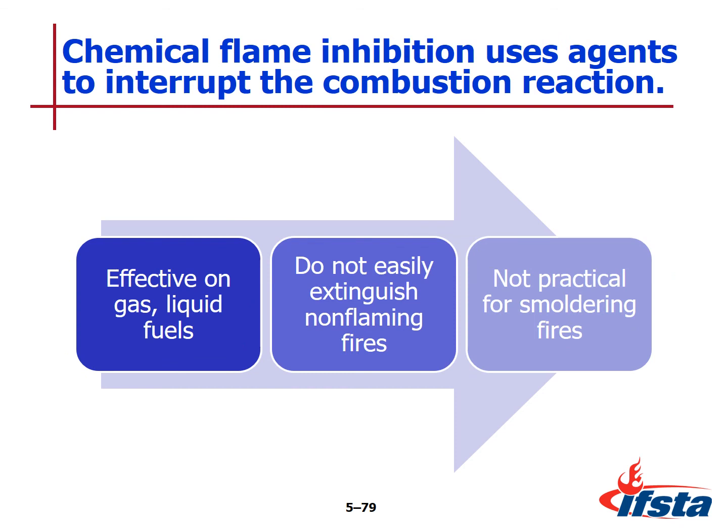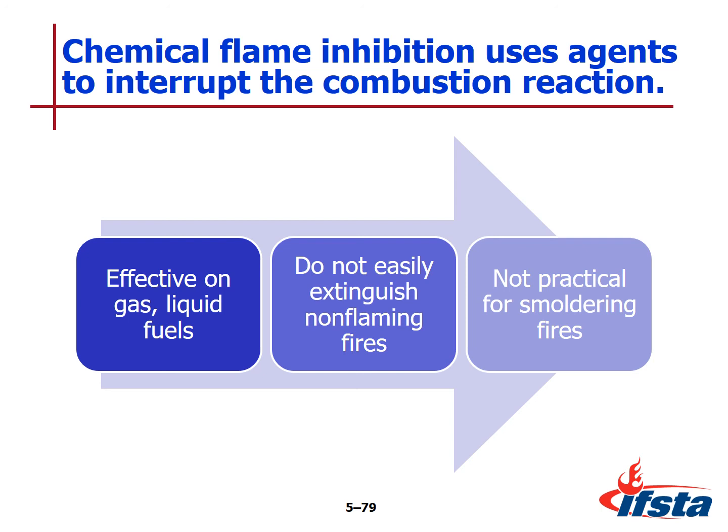Chemical flame inhibition uses agents to interrupt the combustion reactions. It's effective on gas and liquid fuels. So gas and liquid fuels, what classification is that in the fire? A, B, C, D, E? B, Class B fires. Obviously, using this method with the chemical flame inhibition, it's not easily extinguishable. The non-flammables, it's not practical on the smoldering fires.